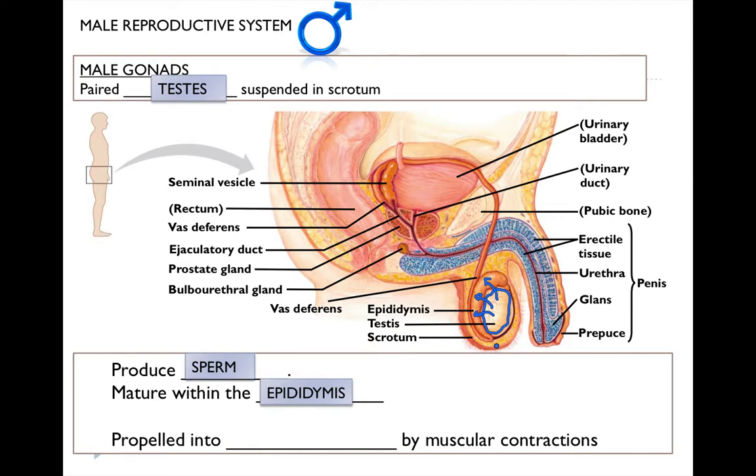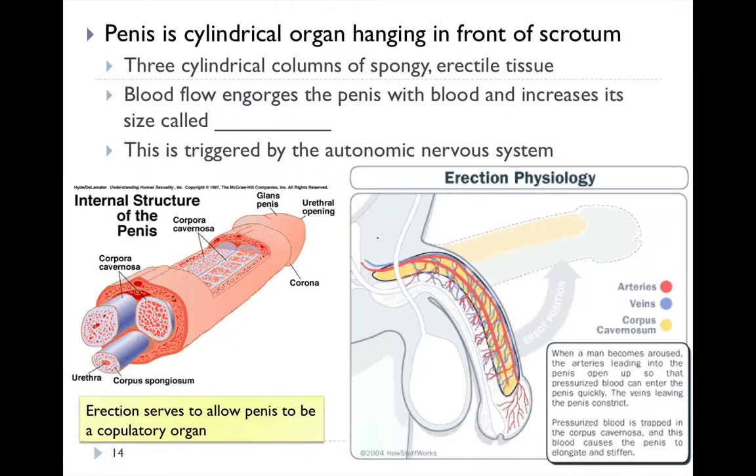When it is the appropriate time, they'll be propelled into the vas deferens by muscular contractions upon sexual stimulation. The penis is the copulatory organ of males in many different species. It's composed of three cylindrical columns of spongy erectile tissue. You can see those in the picture. There's the corpora cavernosa, where there's two cylinders there, which get engorged with blood, and also the corpus spongiosum, which has the urethra passing through the center.